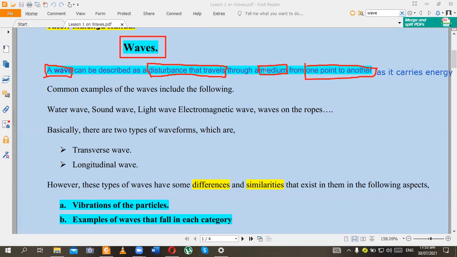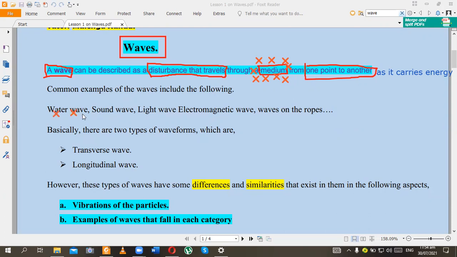Now, the media can be described in many ways, which we are going to look at later. But for now, allow me to give you general examples of waves. Before we categorize them, let's just look at the general waves. Having looked at the types, that's when we're going to classify them based on the categories that will come up later.